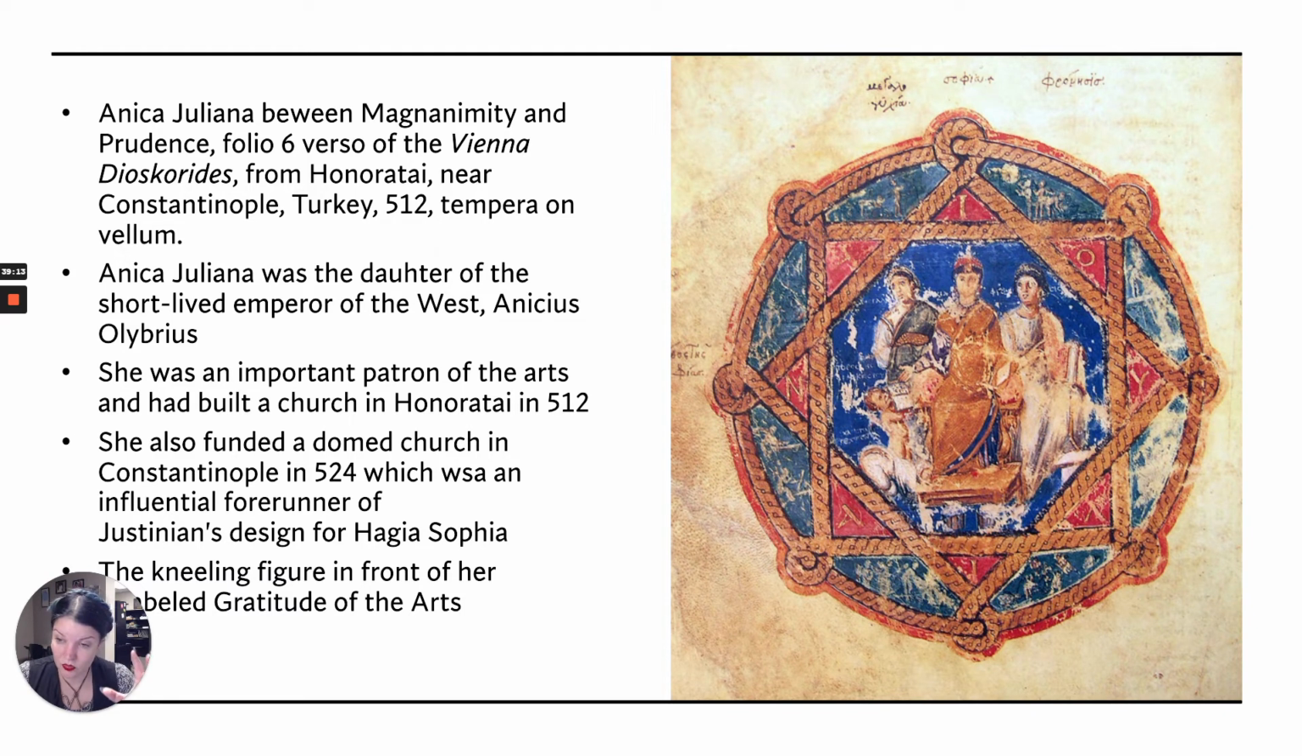One of the things that she does, which I think is pretty interesting, is she funds this church in Constantinople that's built in 524, a domed church that is a very influential forerunner to probably the most famous thing from the Byzantine, which is Hagia Sophia, which we'll talk about in a minute. The other thing that I like about this is it has that much more Byzantine, flattened, floating in space, unnatural kind of look.